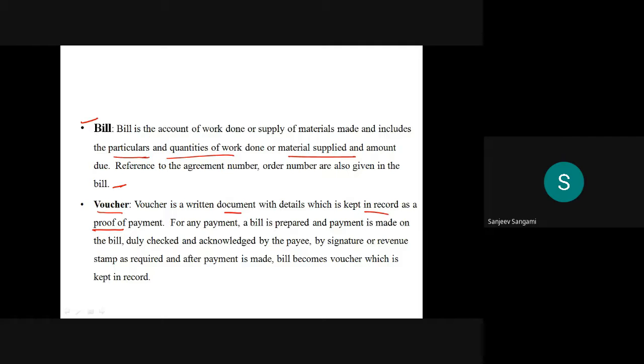For any payment, the bill is prepared and the payment is made on the bill, duly checked and acknowledged by the payee, by signature or revenue stamp. After payment is made, the bill becomes a voucher, which is kept in record. This is important. Earlier it was a revenue stamp that they displayed, but now they display the GST number.